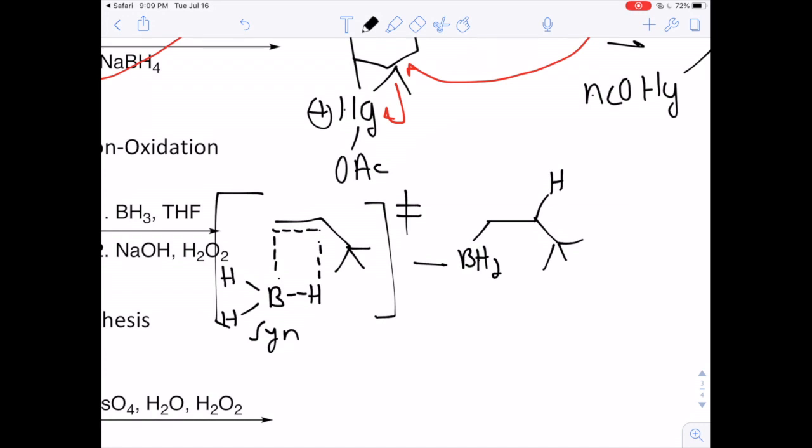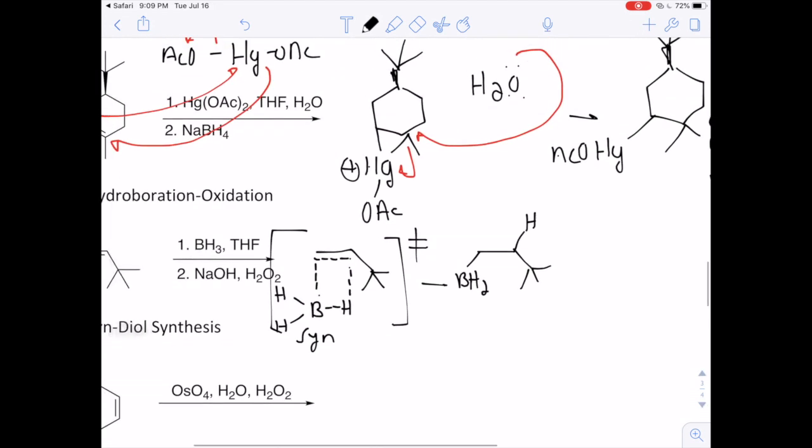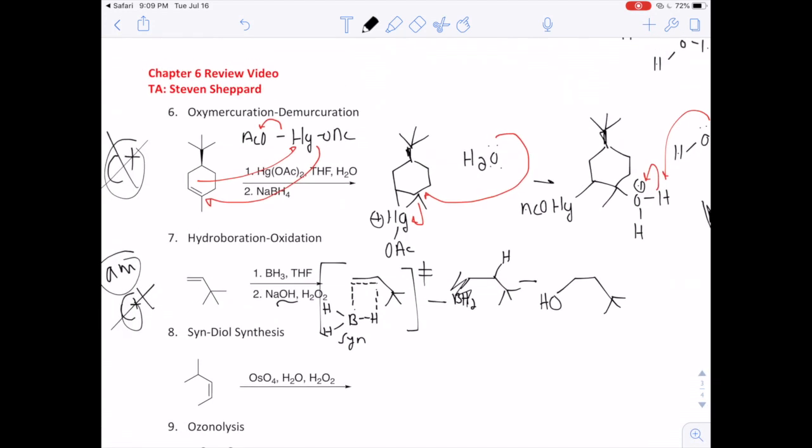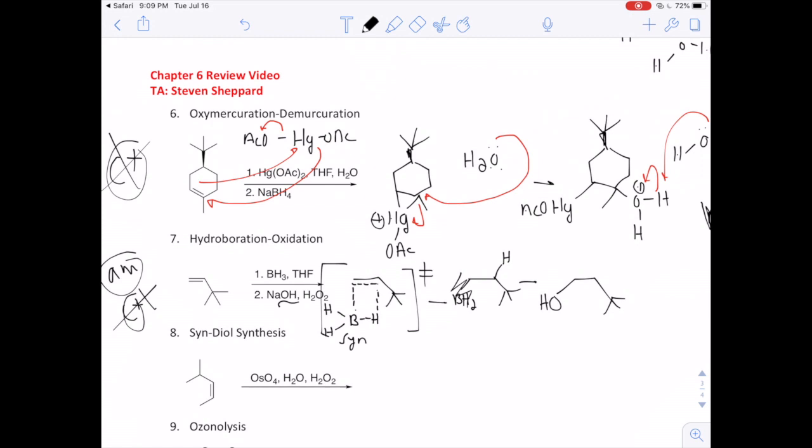But we could just rationalize that if this were to approach on a wedge, that would also approach on a wedge, and if they were both to approach on a dash, they would both approach on dashes. Okay, so that is the product of step 1. So you don't know the mechanism for step 2, but you can rationalize that sodium hydroxide is a source of OH, and it's going to replace the BH2 group with an alcohol. So you can see we have the anti-Markovnikov addition of an alcohol.